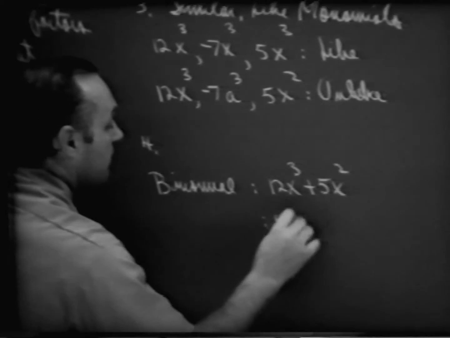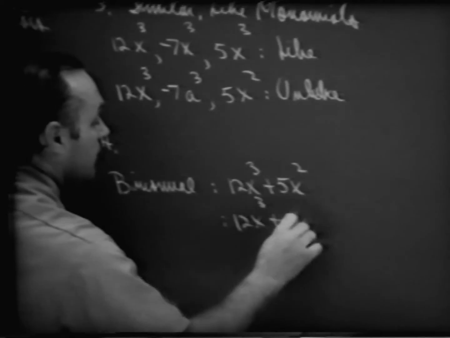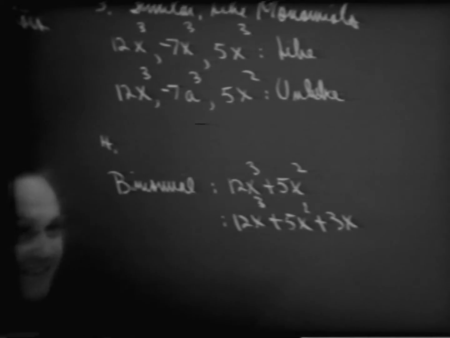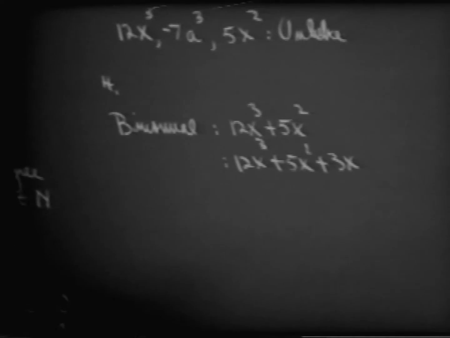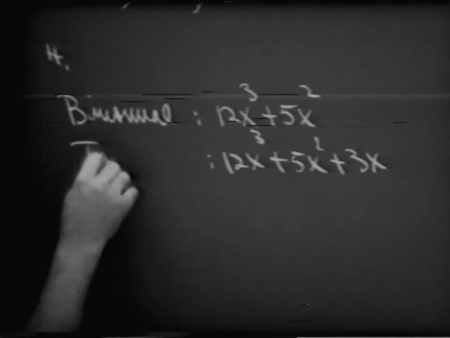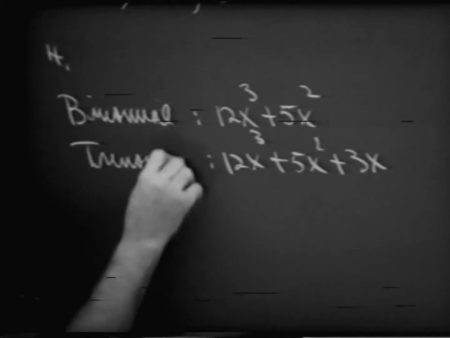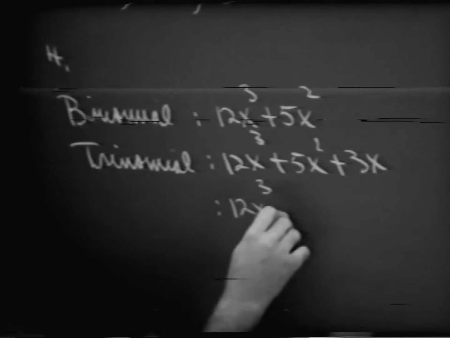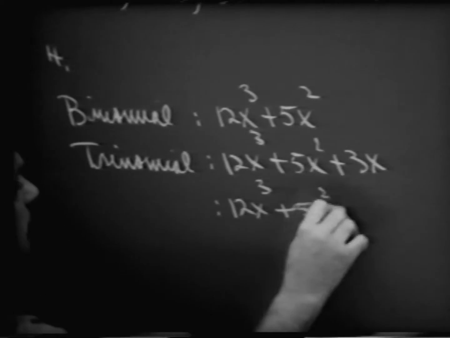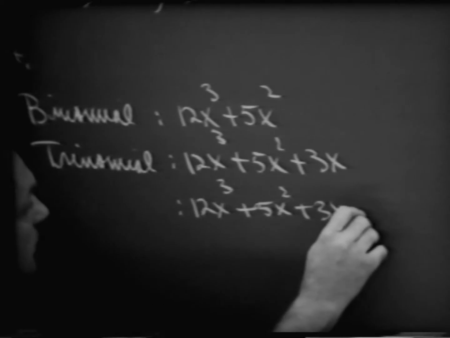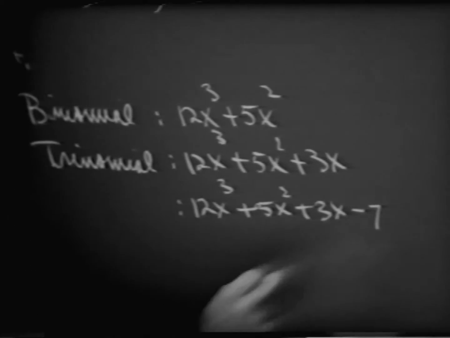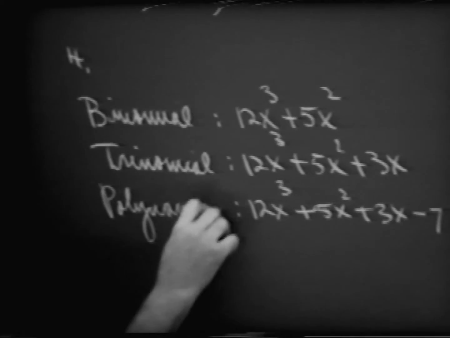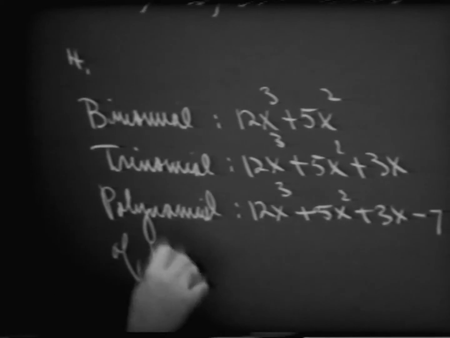Suppose we happen to have a polynomial with three terms, 5x squared plus 3x. We may then refer to this as a what? We call this a trinomial, three terms. All right. And usually after we have three terms, suppose we were to add another term here, say we have minus 7. We generally refer to this simply as a polynomial of, in this case, 4 terms.